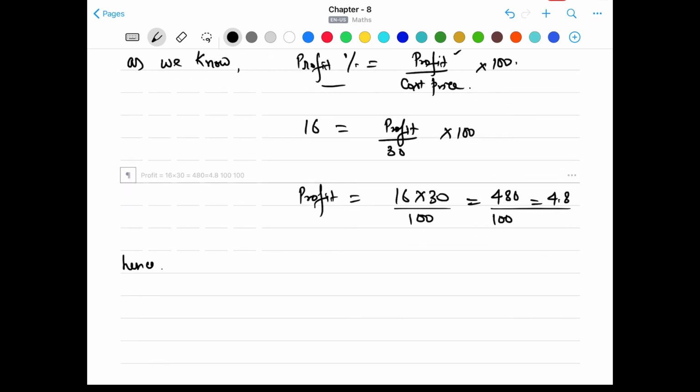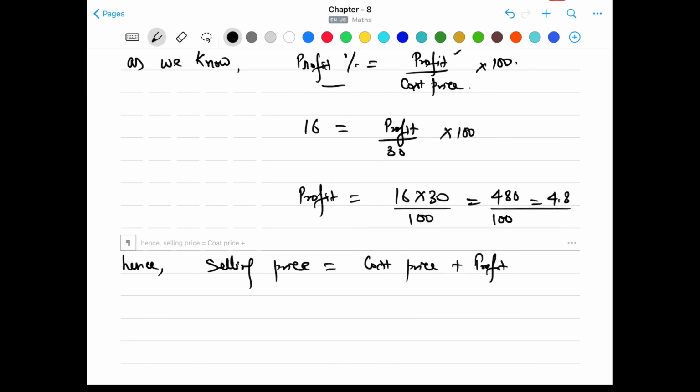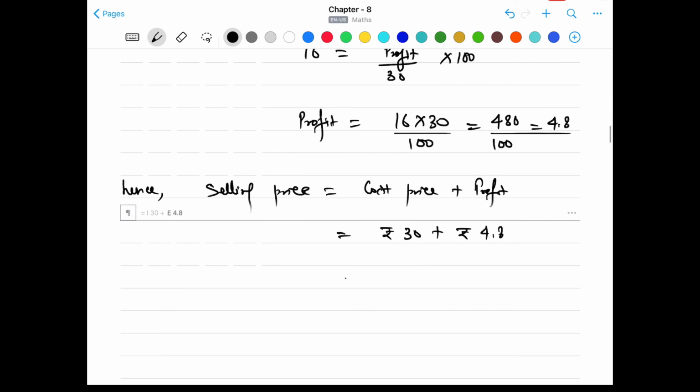Hence the selling price will be given by cost price plus profit. Cost price here is rupees 30 and the profit is rupees 4.8. Hence the final selling price of the article will be rupees 34.8, that is 34 rupees 80 paise. That's the selling price of that article.